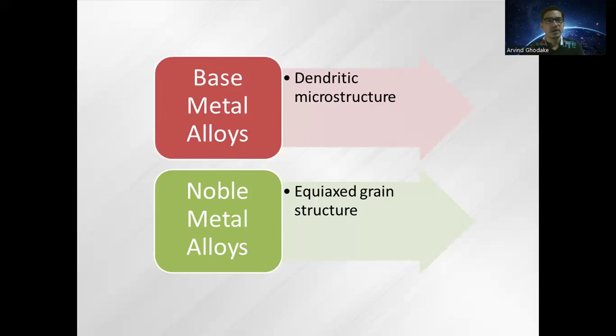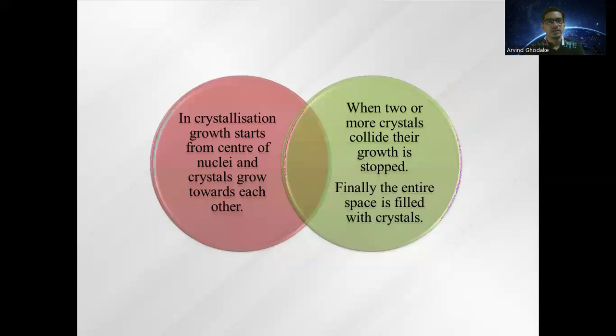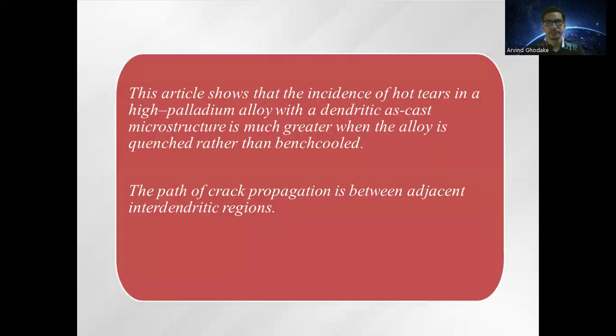So here base metal alloys have a dendritic microstructure, while noble metal alloys have an equiaxed grain structure, as in the previous diagram. So in crystallization, growth starts from the center of the nuclei and crystals grow towards each other. When two or more crystals collide, their growth is stopped. Finally, the entire space is filled with crystals. This article shows that the incidence of hot tears in a high palladium alloy with a dendritic as-cast microstructure is much greater when the alloy is quenched rather than bench cooled. The path of crack propagation is between adjacent interdendritic regions.